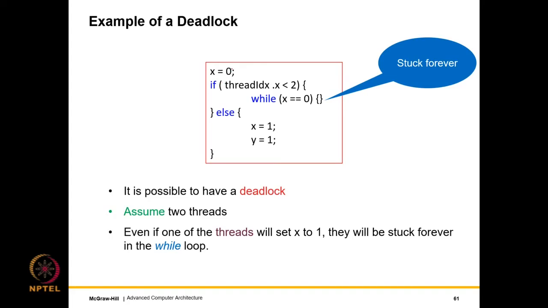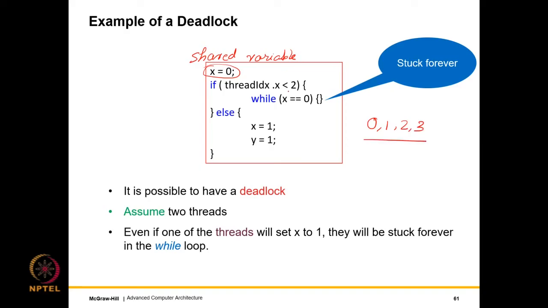So assume that we have code like this. Let's assume that we take an internal variable x and initialize it to 0. So this is a per thread variable. No, I'm sorry, this is a shared variable, and it's not a per thread variable, it's a shared variable. It's initialized to 0. Then assume that we have 4 threads, 0, 1, 2, and 3.